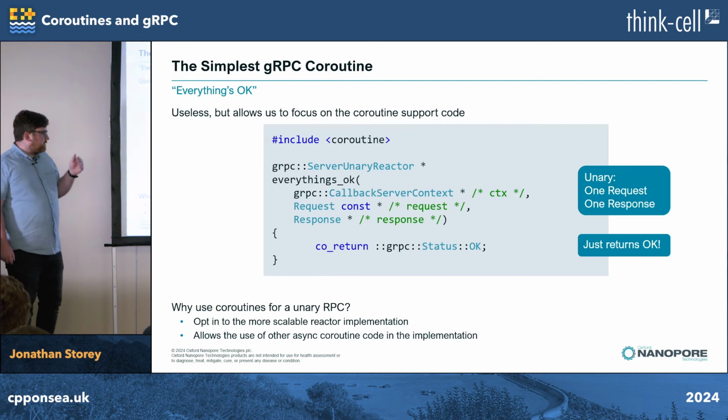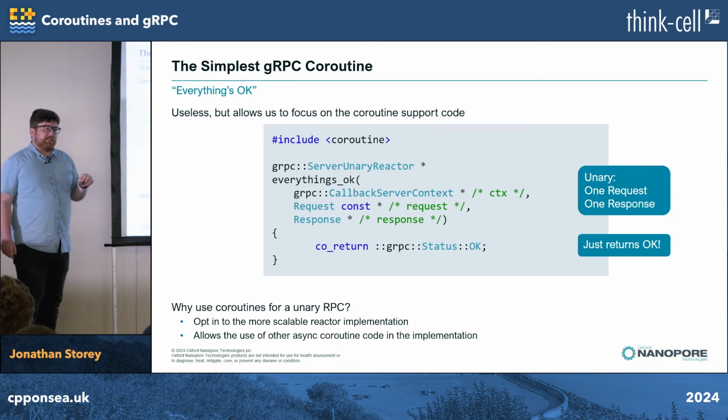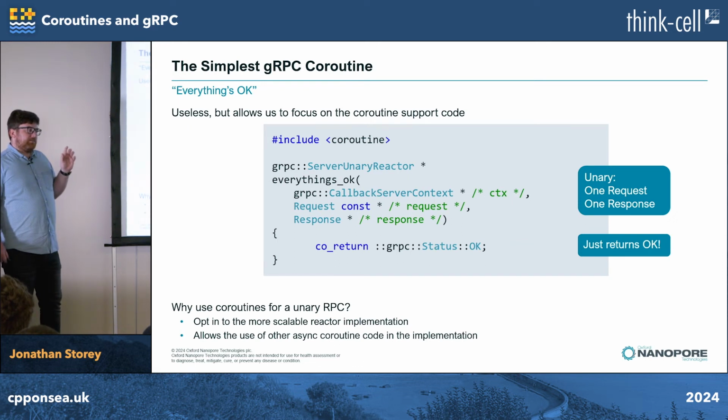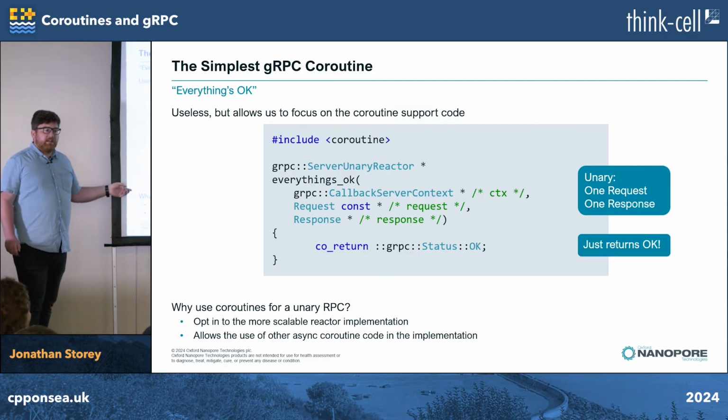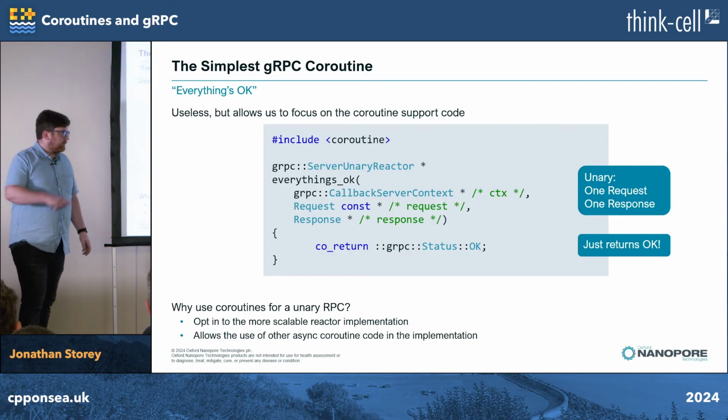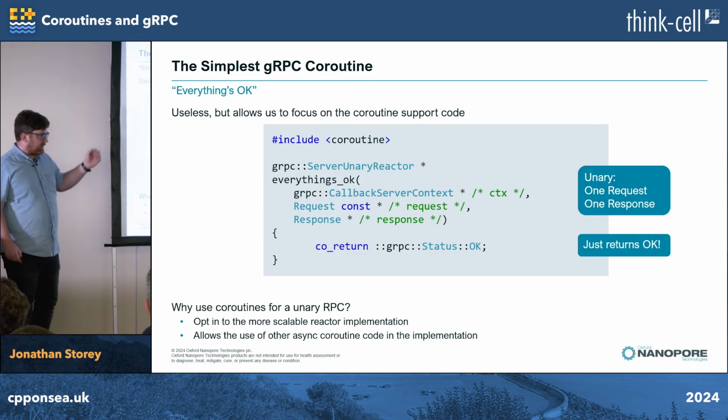So why do we want to use coroutines for a unary RPC? Well, like I said before, if you use the synchronous one, that's a thread per simultaneous RPC, whereas this one is multiplexed onto a thread pool. And you can also use other async coroutine code in the implementation. So if you wanted to wait for 5 seconds before telling people everything is okay, maybe you like suspense, then you can use co_await in that from your async timer library.